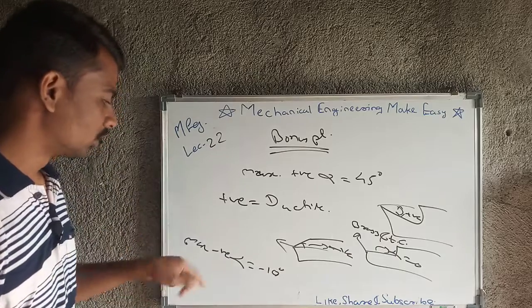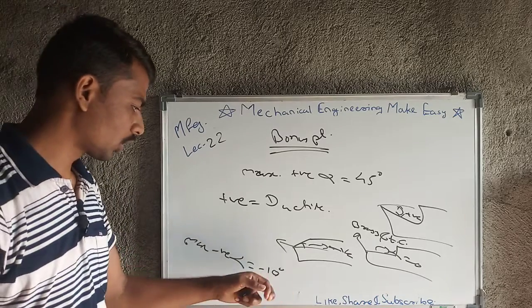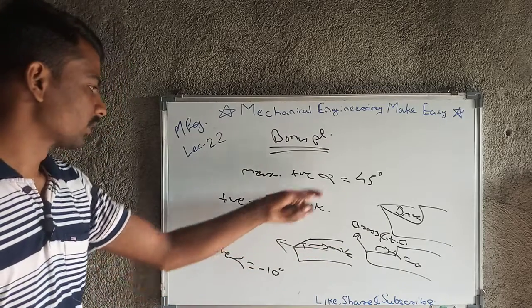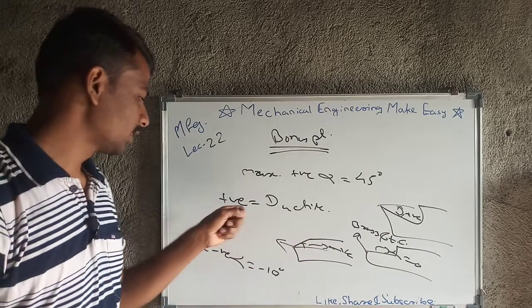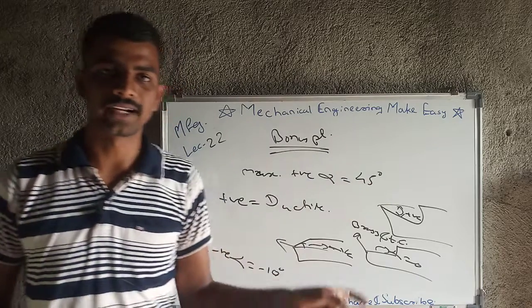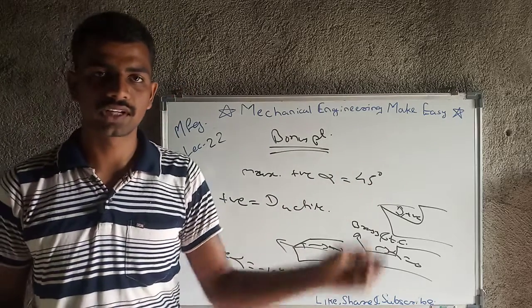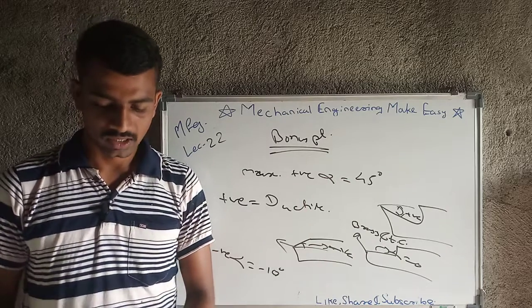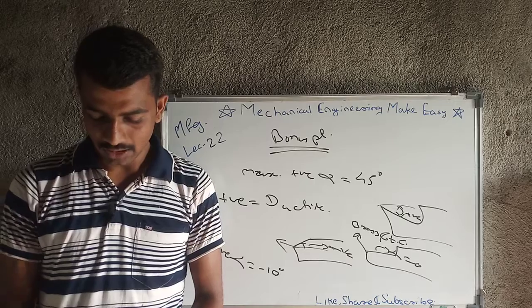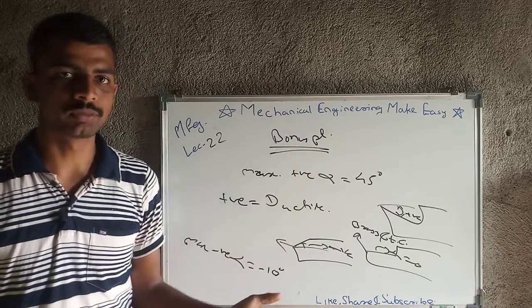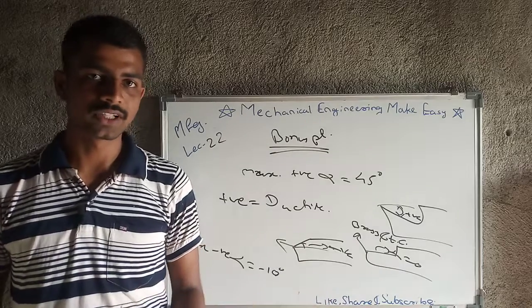You should note down these values and draw these three figures. For ductile material we have to use positive rake angle, and that positive rake angle has a maximum value of 45 degrees. So note down all these values, they are very important for our study purpose. And in the next lecture I will come up with the merchant circle, and that part is very important. So watch that video also.